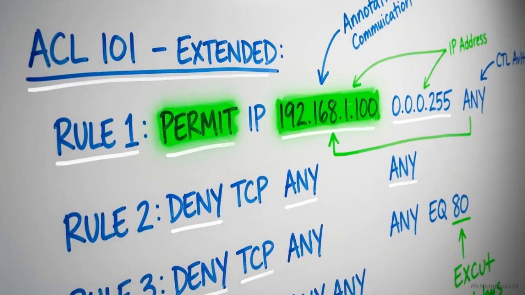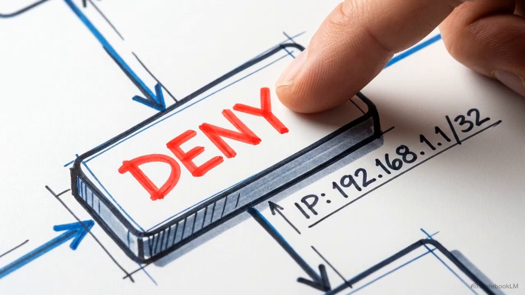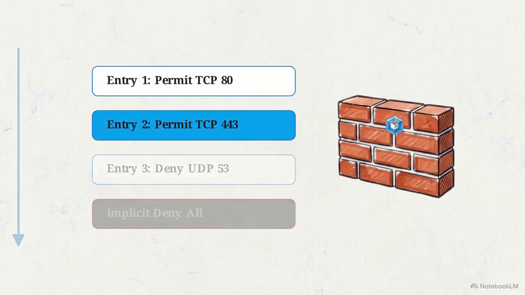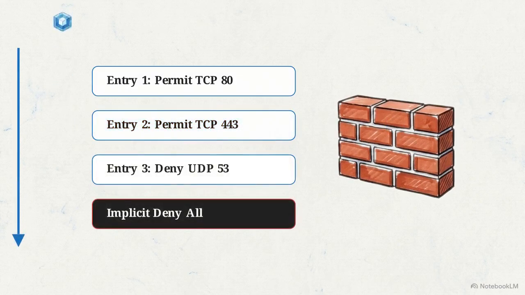That explicitly permitted traffic is controlled by access control lists, or ACLs. They act as the strict gatekeepers that either permit or deny packets from crossing between interfaces. This diagram illustrates how the firewall processes ACLs. It reads rules strictly from top to bottom. The first matching rule is applied, and the firewall stops reading.